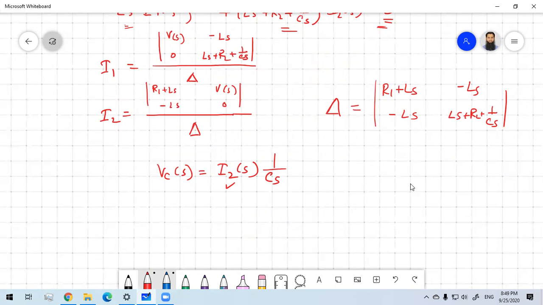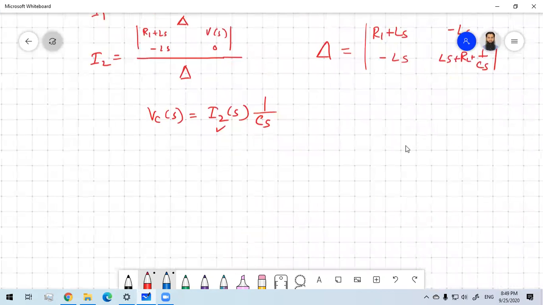Okay, so you can find out the corresponding transfer function. I'm leaving it to you. Your task is to find out what G(s) is, equal to VC(s) by Vs. Not necessarily, it always has to be the voltage across the capacitor.